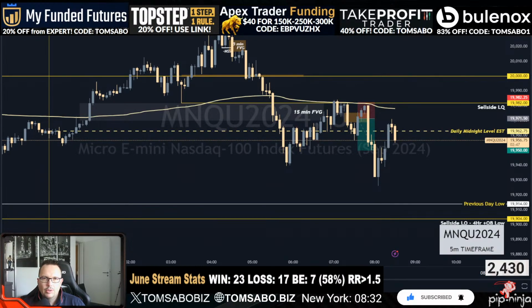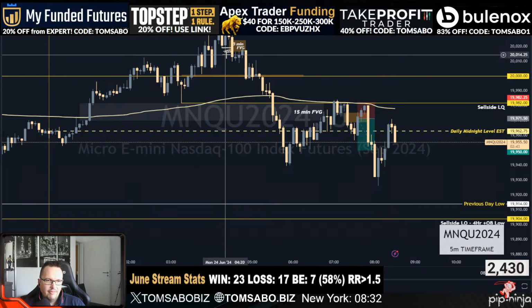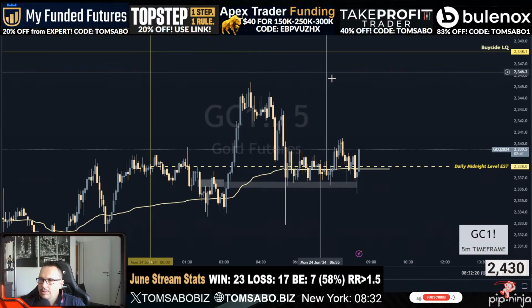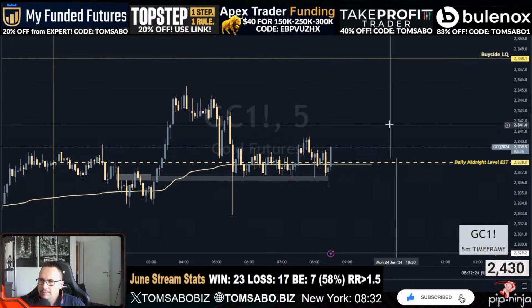Yeah, it seems like gold is breaking through. So this could be a liquidity sweep, or could have been a possible liquidity sweep on gold. And this gap was holding.